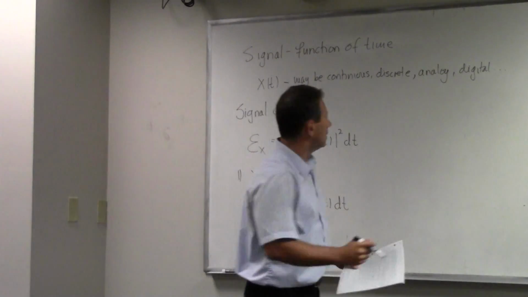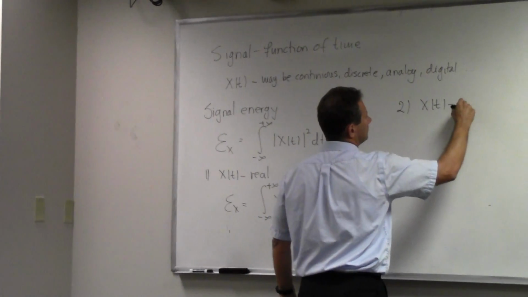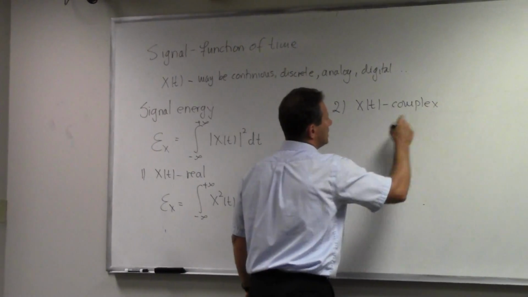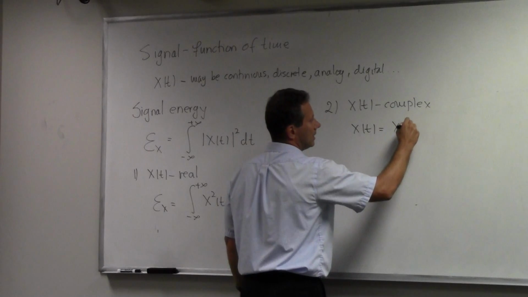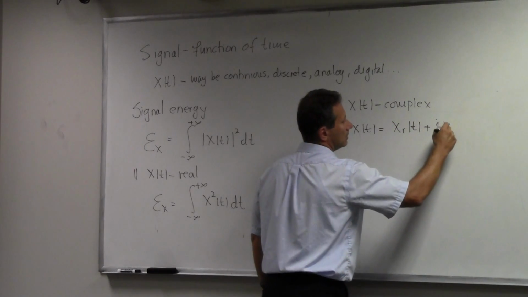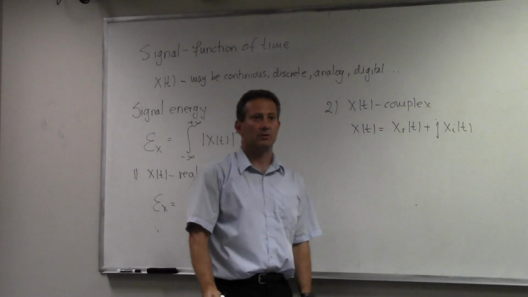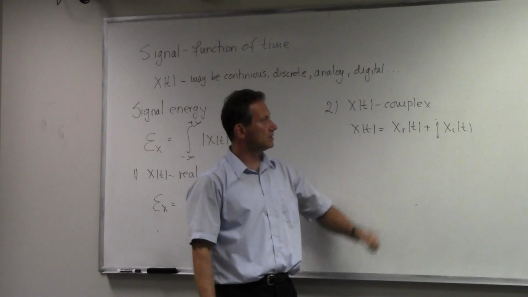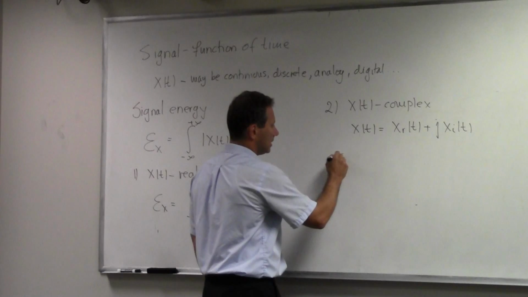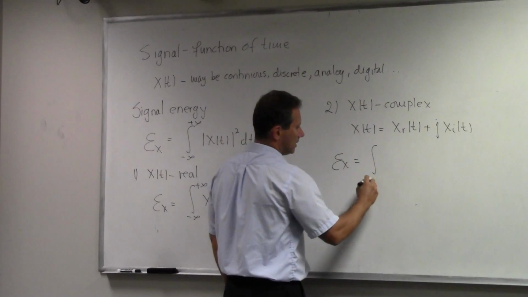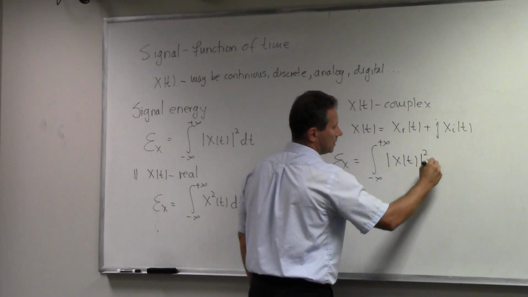Now, in the second case, x of t may be complex. In this case, x of t at any given time is represented as two numbers that travel in pair. One of them is the real part, the other one is the imaginary part, j is of course square root of minus 1. So for complex signals, we have two real signals that are traveling in pair. In this case, the energy of the signal is calculated from minus infinity to plus infinity. Again, the definition is magnitude of x of t squared dt.